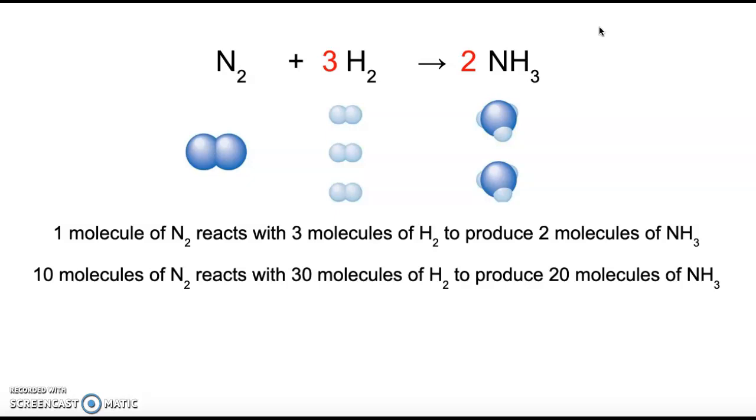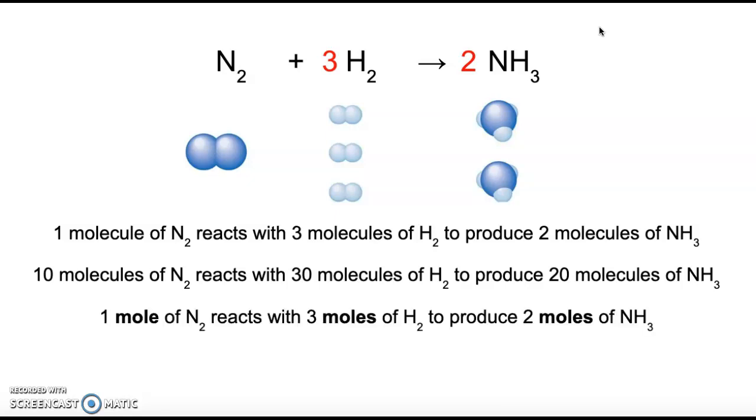All right, now remember that atoms are so small that we really can't count out 1 molecule or even 10 molecules or 100 or 1,000, right? We need to count out a lot of molecules at one time just so that they're big enough for us to actually weigh and measure, right? And so it turns out that if we scale this all the way up and I had 6 times 10 to the 23rd molecules of nitrogen, that would be 1 mole of nitrogen. That 1 mole of nitrogen would react with 3 moles of hydrogen to produce 2 moles of NH3.